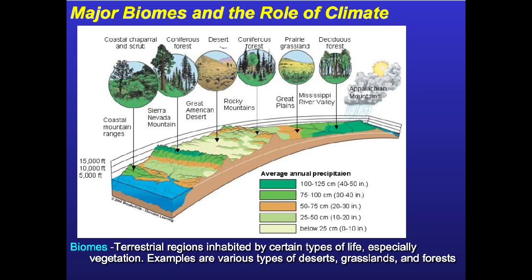Now if you look at the conifer forests, you get a lot of rainfall. Now look at the desert, very low rainfall. Another conifer forest. Grasslands, once again, kind of mid-range for rainfall. And deciduous forests, lots of rainfall. Biomes are the terrestrial regions inhabited by certain types of life, especially vegetation. Examples vary in types of deserts, grasslands, and forests.